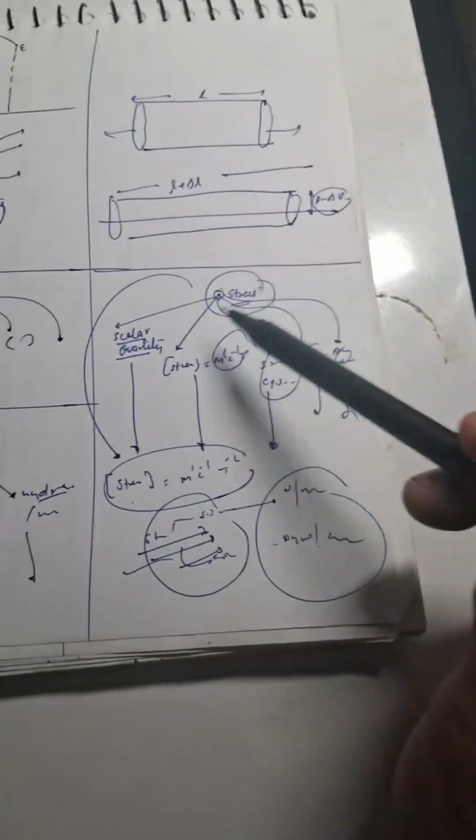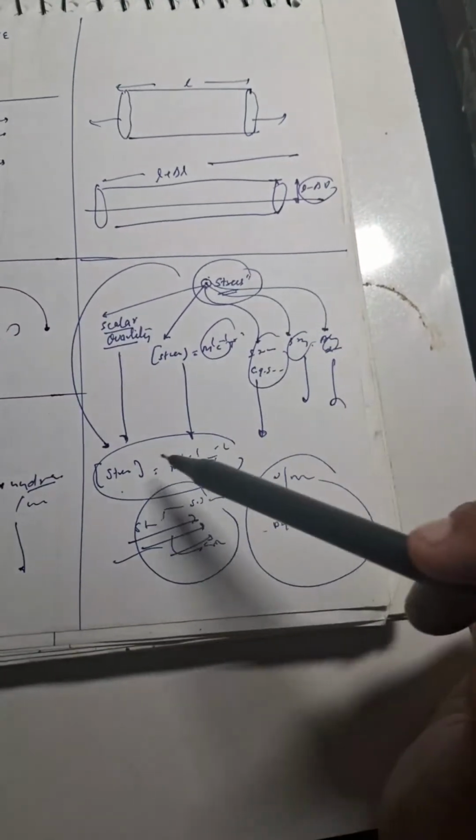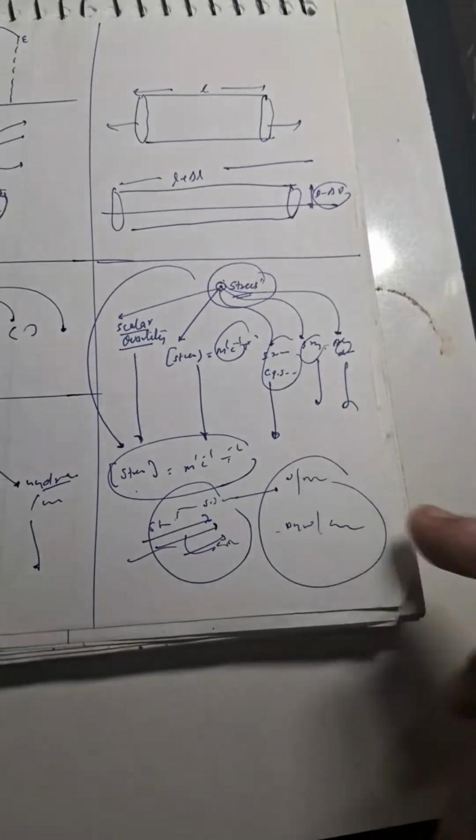Then certain points related to stress, it's a scalar quantity, dimension, unit and so on are given. Then dimension of stress and strain. So these are certain points.